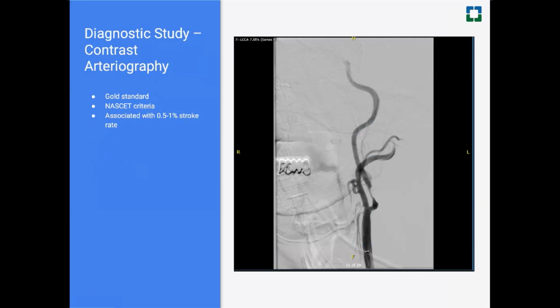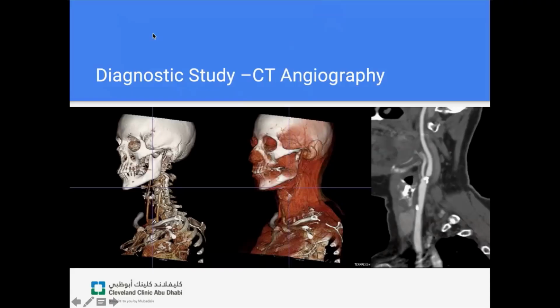But that said, this is pegged as the gold standard, and most accredited labs will screen their numbers and compare their studies versus this gold standard. The alternate gold standard is the CT angiogram, the computed tomographic angiogram.